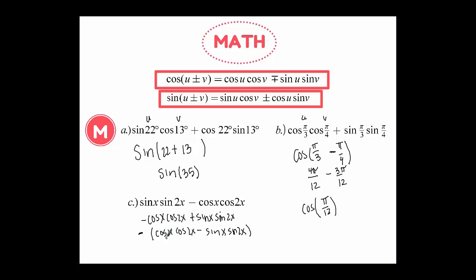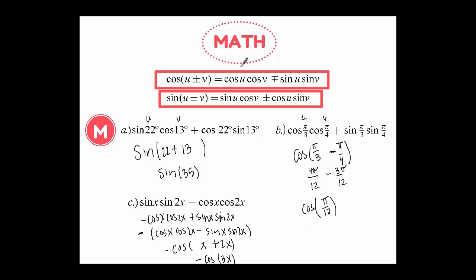So from here, I know that this is a cosine identity. So I know that it's cosine. And then if this is a minus inside, cosine is opposite. So if it's minus over here, it's plus on this side, so I'm going to use a plus sign. My u is the first one, so that's x. My v is the second, so that's 2x. So I get cosine of 3x. And then remember we had this negative out front, so that pulls through. So this one simplifies to negative cosine 3x.